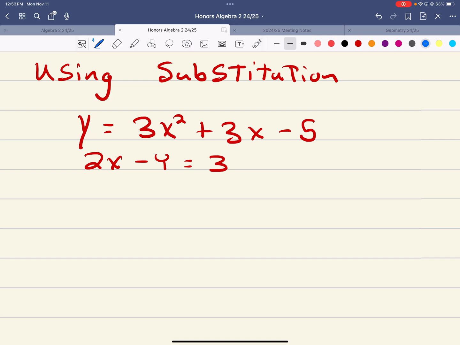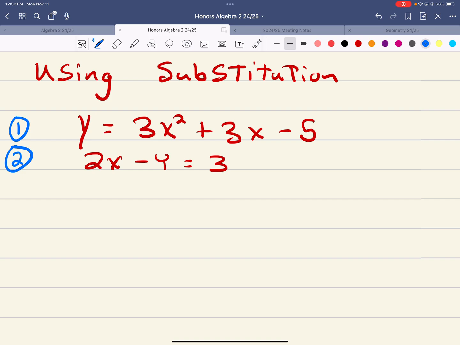So I have y is equal to 3x squared plus 3x minus 5, that's my quadratic. And I've got 2x minus y equals 3, that's my linear one. If we're going to use substitution, what should I probably do first? I'll give you a hint. It's in equation number 2. Solve for y. So in equation 2, we're going to solve that for y.